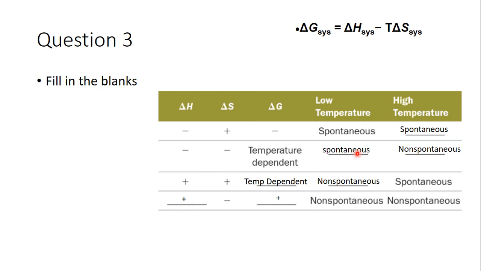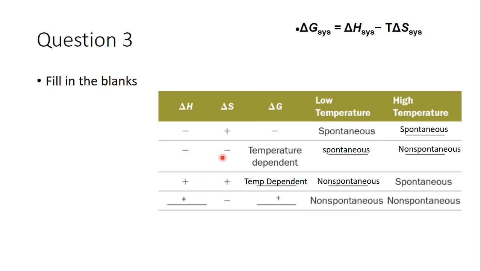At low temperatures, when T is small, this positive term will get smaller and smaller. Delta H is negative, so the delta H term will dominate at low temperatures, so it's spontaneous. At high temperatures, T gets higher and higher, which means this positive term gets bigger and bigger, and it'll be bigger than our negative delta H term. So positive will dominate. Delta G will be positive at high temperatures. That's non-spontaneous.